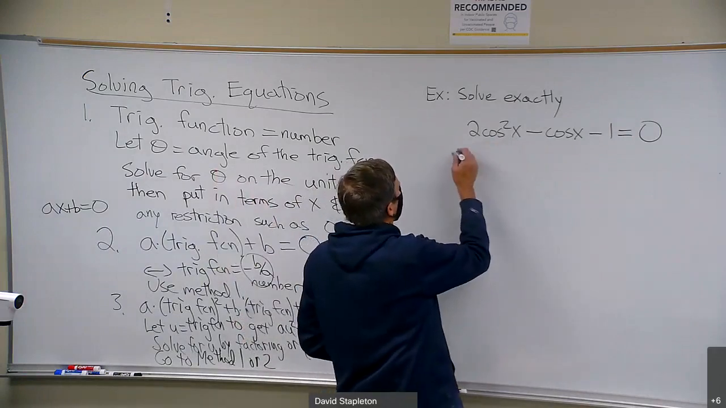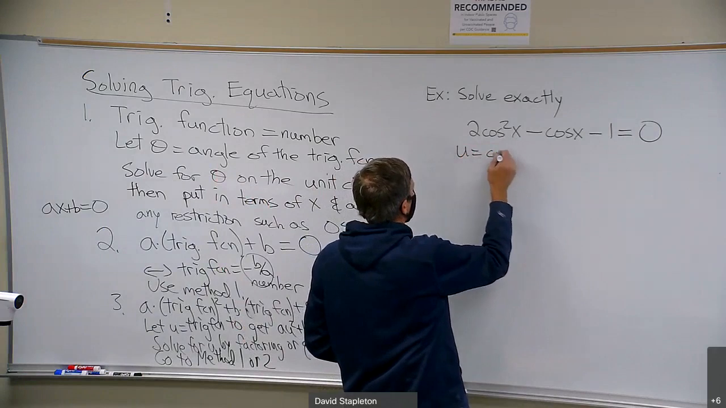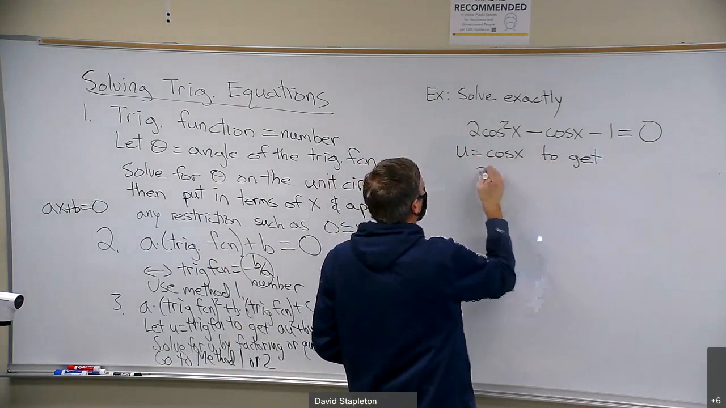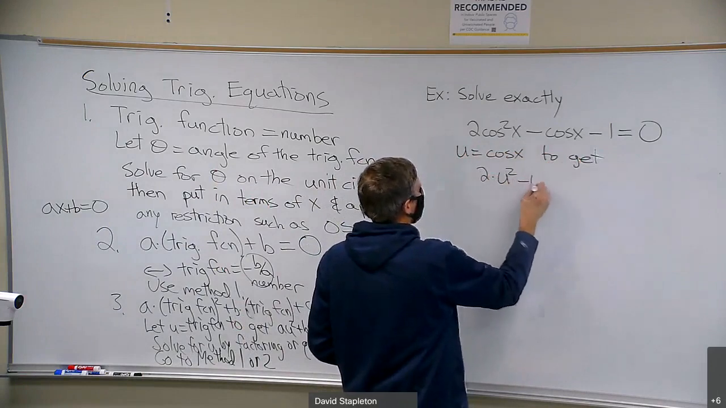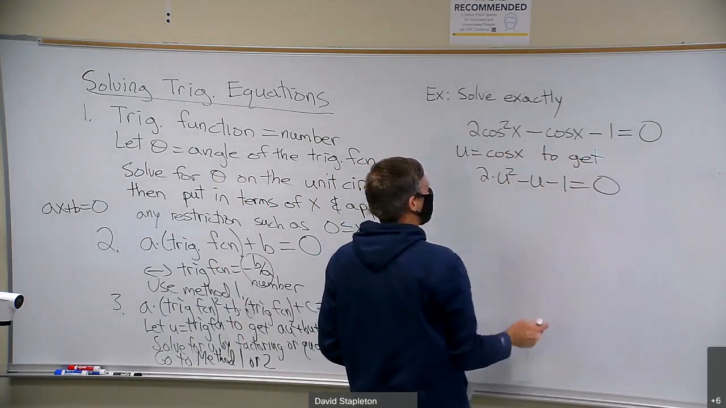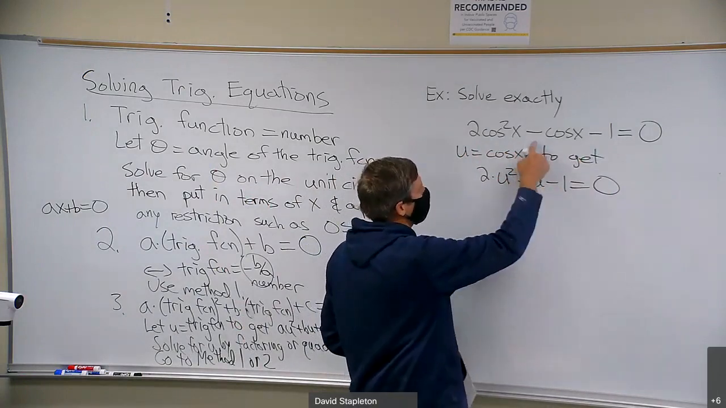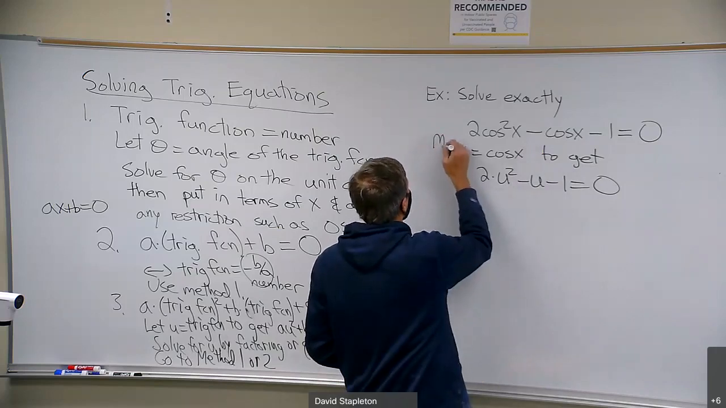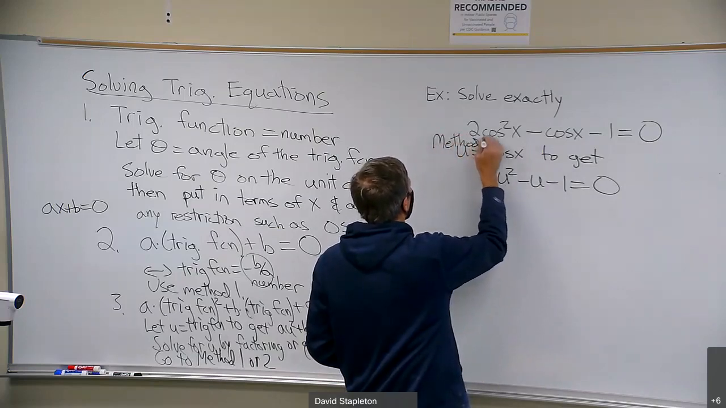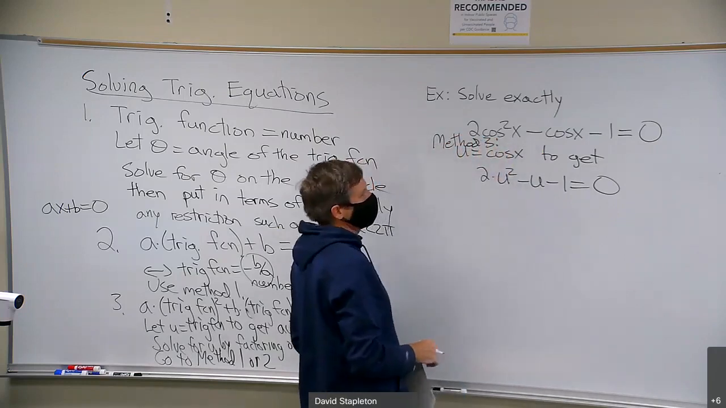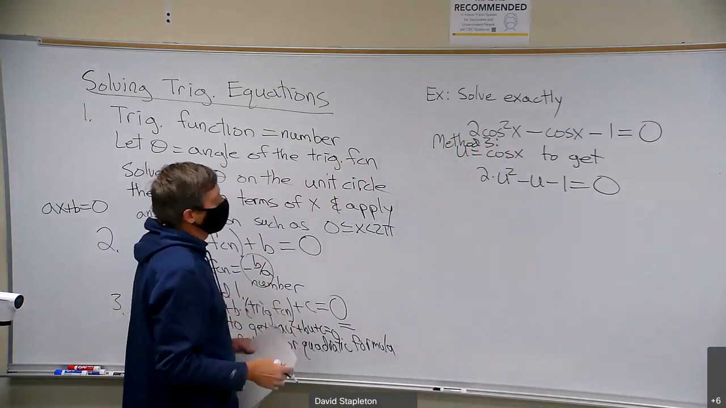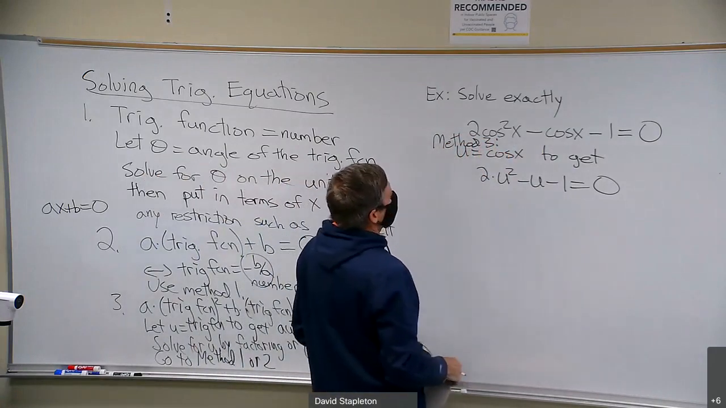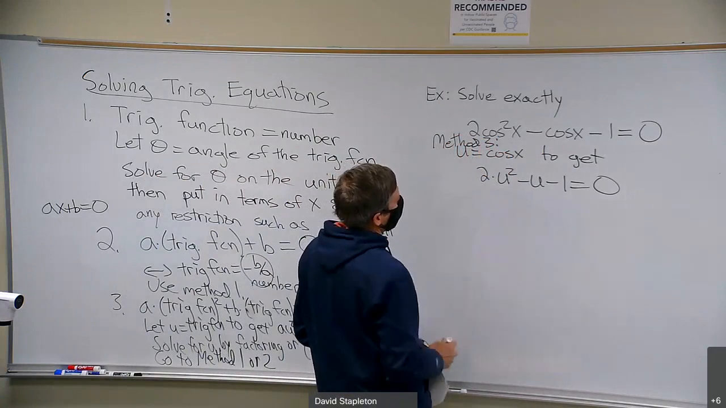So I'm going to say, all right, I'll let u equal the trig function I see, cosine x, to get 2 times u squared minus u minus 1 equals 0. A quadratic equation. Now I see this was a quadratic equation in cosine x. This must be method 3. They aren't labeled like that in the book. I'm just doing this in steps to make it sort of organized. It doesn't call it method 1, 2, and 3. But I get u equals cosine x, and it turns into a quadratic equation.